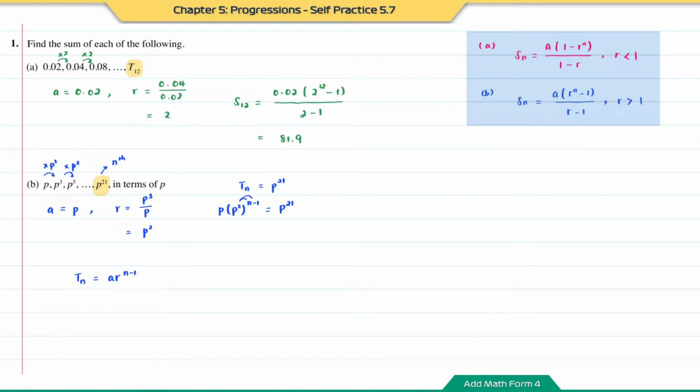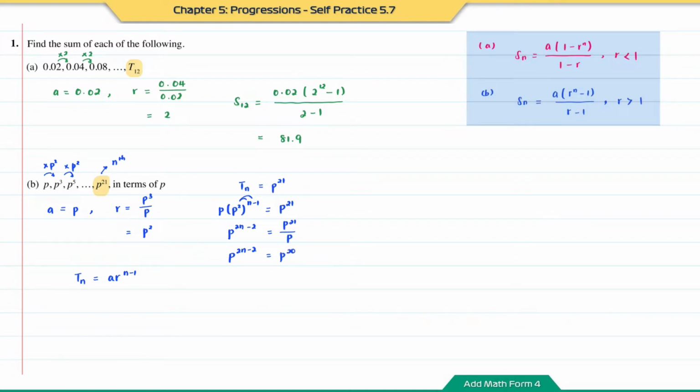For this power here, I'm going to multiply it, and I'm going to move this p to the right hand side. So it will be p to the power of 2n minus 2 equal to p to the power of 21 divided by p. On the right hand side, using the law of indices, as they are of the same base, I can just minus the power. So 21 minus 1 will equal p to the power of 20.